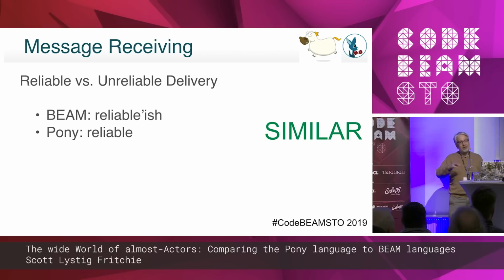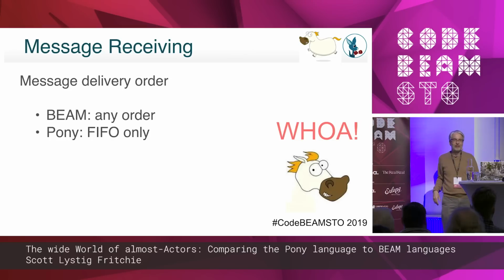And there's a side effect of this reliable message delivery that we'll talk about a little bit later, related to memory use. The message delivery order. What's the message delivery order? In Beam, it's anything. You have selective receive. You can pull messages out of the mailbox in any arbitrary order that you wish. And with Pony, the receiver handles them in FIFO order. So the Pony runtime will guarantee that the messages put in the mailbox are delivered in causal order, and then the recipient deals with them in first in, first out order.